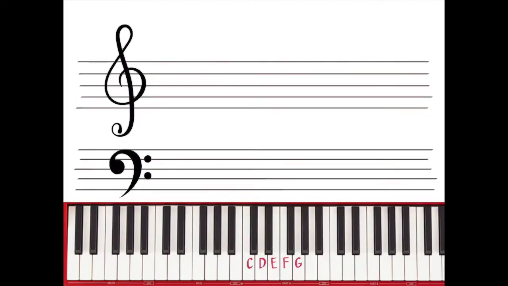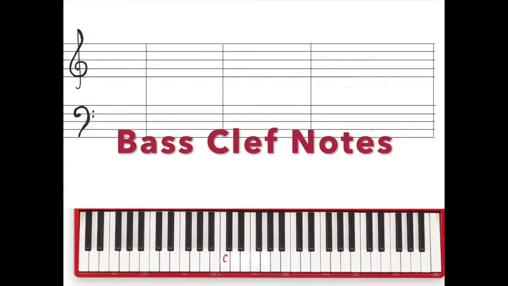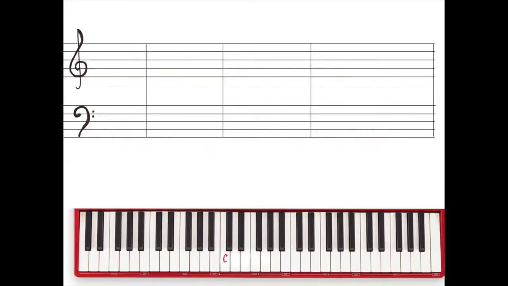Just a quick recap, here are your 5 letters at your right in the treble clef. Remember, middle C on the treble clef is here. On the bass clef, middle C is found here. Middle C as a whole note, as a half note, as a quarter note, and as an eighth note. 1, 2, 3, 4.